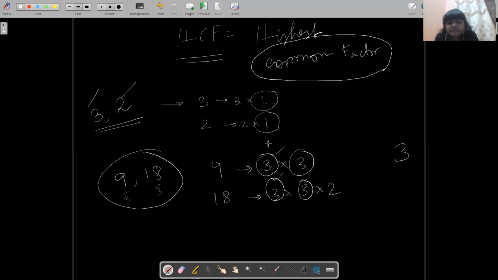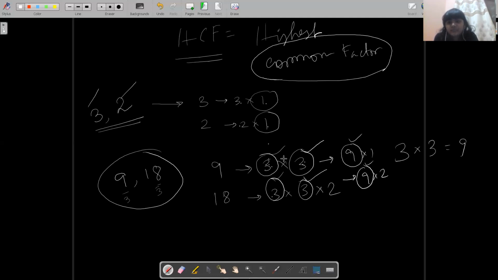Yes, it's clear. But I have to find the highest common factor. So now, if I take both 3s, I am taking 2 3s, in multiplication form, 3 into 3, it is 9. So I am actually taking 9. Or I can tell you one thing, 9 is equal to 9 into 1, and 18 is equal to 9 into 2. So I can take 9 as a common factor.